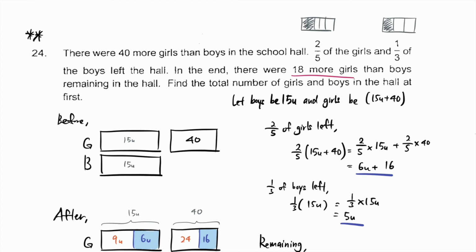Okay, question 24, we have a level 2. So there were 40 more girls than boys in the school hall. So I'm going to draw a block and a block and 40 more for girls. Next. 2/5 of the girls, 1/3 of the boys left the hall.